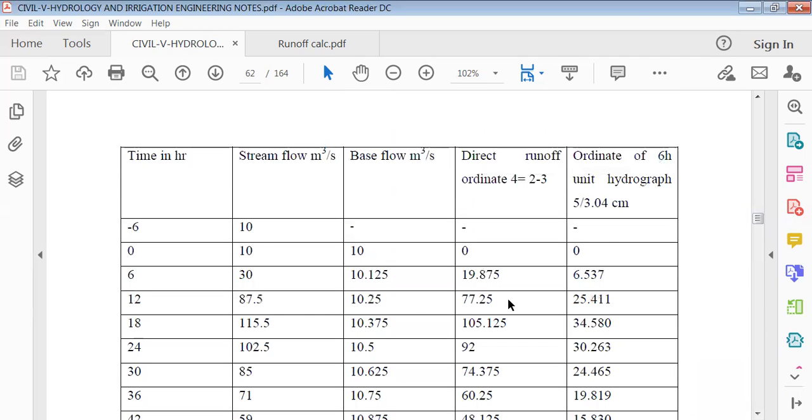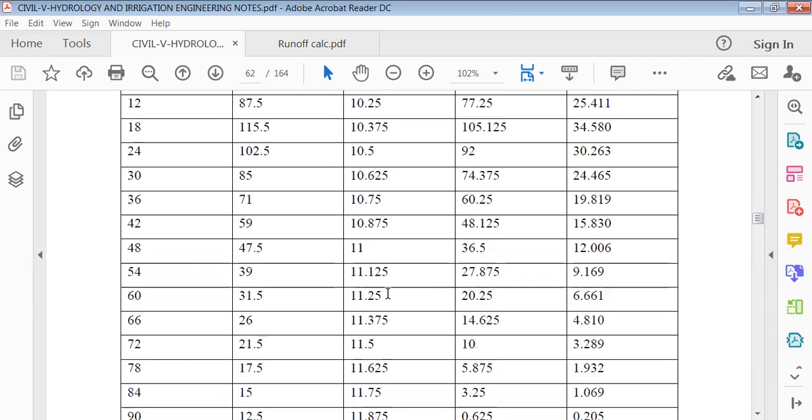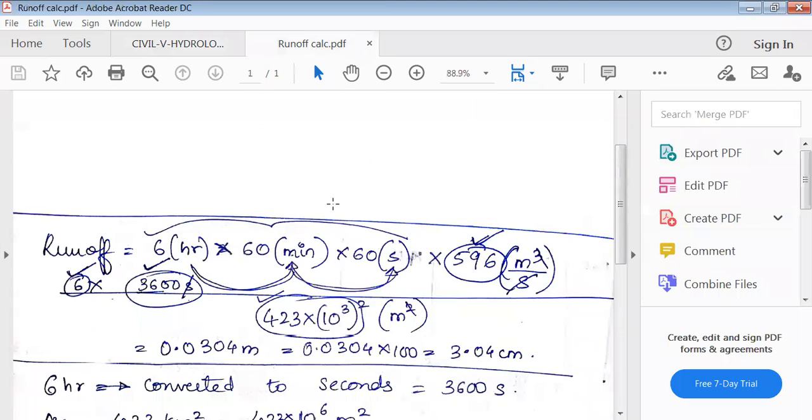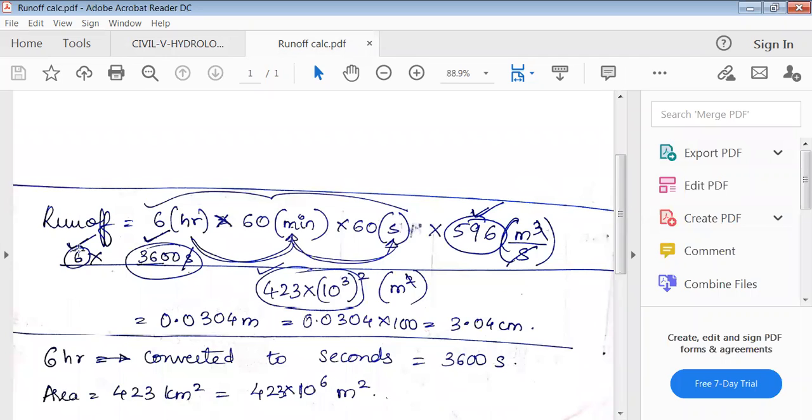Okay, next ultimately you need to calculate the 6-hour unit hydrograph. This will give us direct values of the runoff, but we are more interested in finding the unit hydrograph. To find the unit hydrograph, here they have made some calculations of runoff and all. This is a little difficult to understand, so I've simplified this and made another calculation. You can see here. First you have to calculate the runoff. I've considered the units as well.